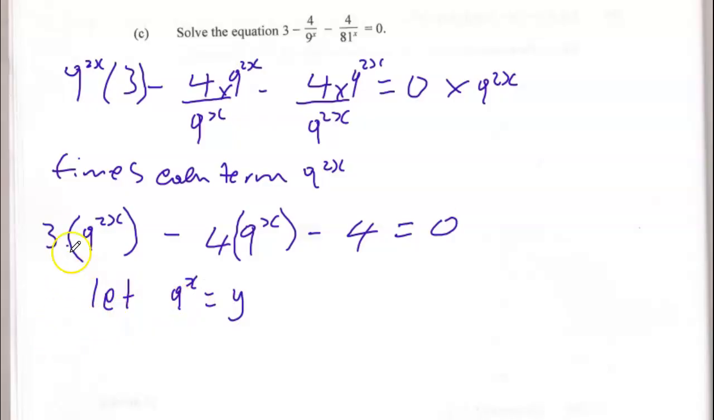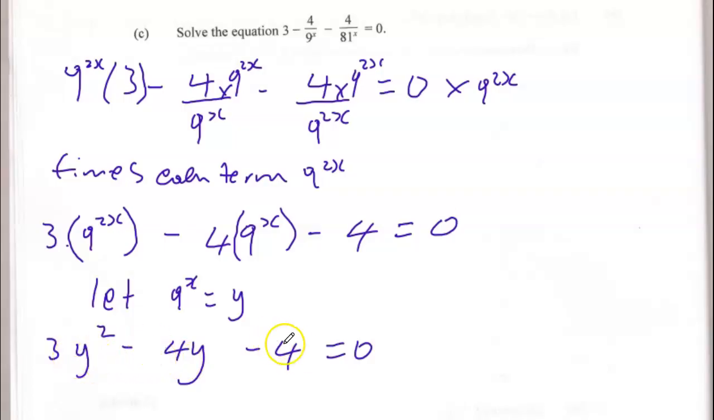So we let 9 to the power of x equal to y, we get a quadratic. So 9 to the power of 2x, that would be y squared, minus 4 times y, minus 4. So we have a quadratic we can solve by factorization. Notice AC is minus 12.